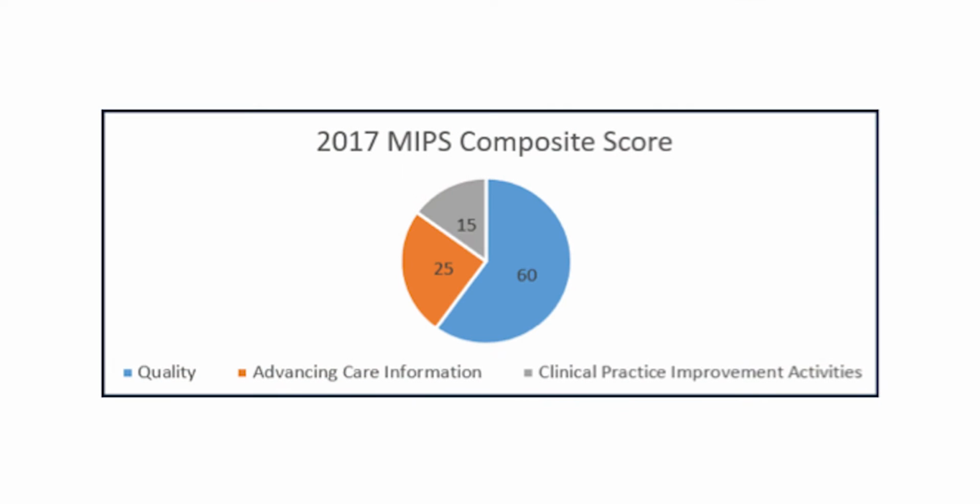This past Monday, I detailed one of the 4 categories in the MIPS program, Advancing Care Information, or ACI as I'll shorten it. Starting in 2017, clinicians on the MIPS track in the MACRA program will need to submit measures in the ACI category because it'll make up 25% of your MIPS composite score.